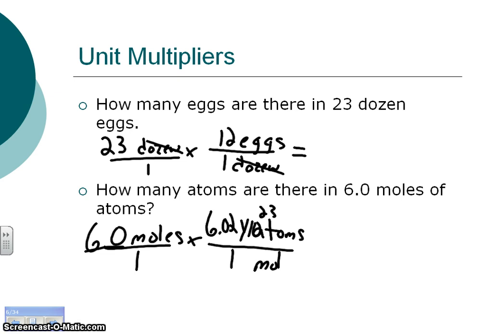So we're going to multiply 6.0 times 6.02 times 10 to the 23rd atoms. So I want you to enter these into your calculator and derive an answer. Remember, when you enter 6.02 times 10 to the 23rd in your calculator, you're going to enter it as 6.02 EE or EXP button, then 23.